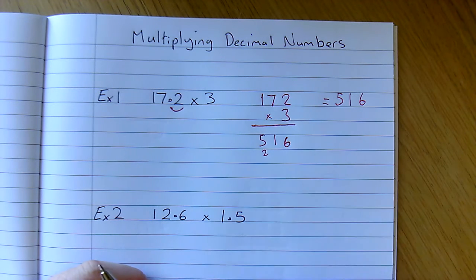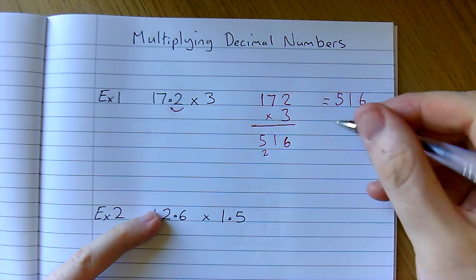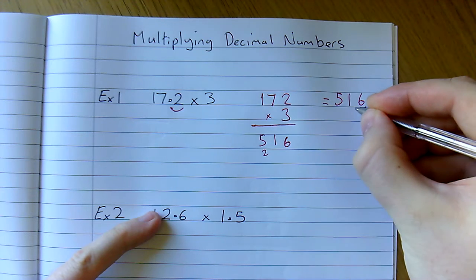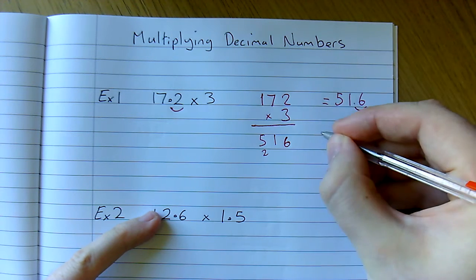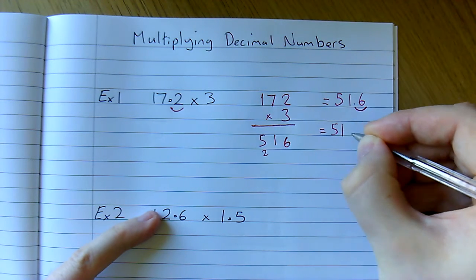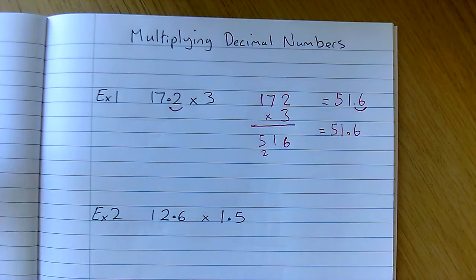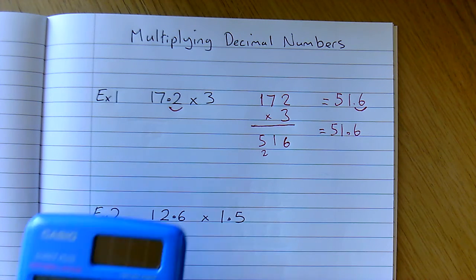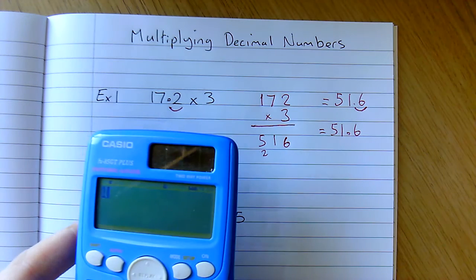I've taken one decimal place out of my question. I need to put one decimal place in my answer. So starting from the right, I'm going to go 1 pop. And my decimal point's going to go here. So my answer is 51.6.